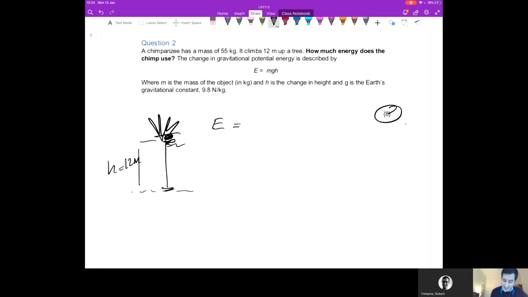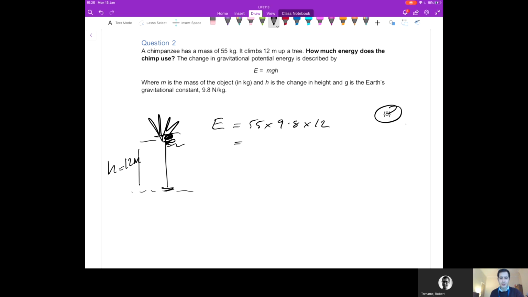So how much energy the chimp used is the same as the gravitational energy gained. That's simply 55 times 9.8 times the height of 12. Okay, everything in there is to two significant figures, so your answer can also be expressed to two significant figures.